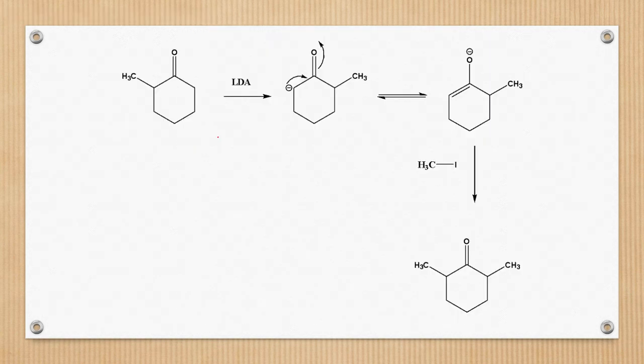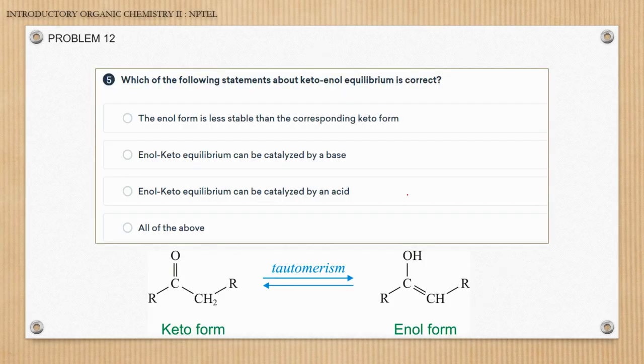So this is how the mechanism is going. Basically, negative charge, then enolate formation and methyl trapping. So now coming to problem number 12. Which of the following statements about keto-enol equilibrium is correct? The enol form is less stable than the corresponding keto form. The enol-keto equilibrium can be catalyzed by base. The enol-keto equilibrium can be catalyzed by acid, or all of the above.